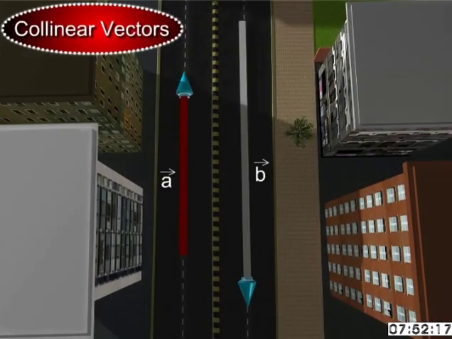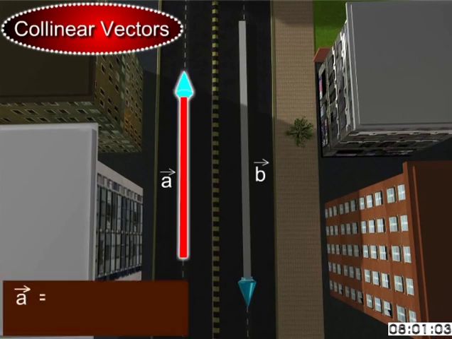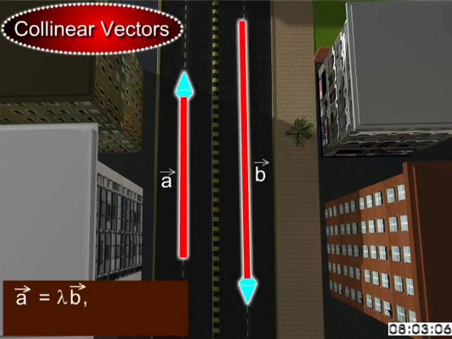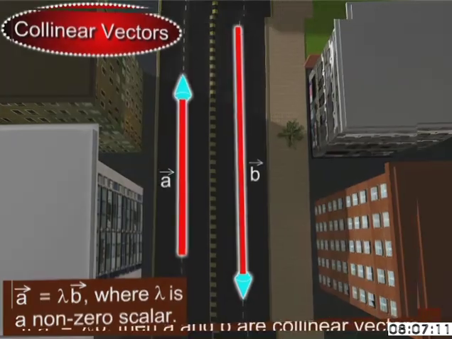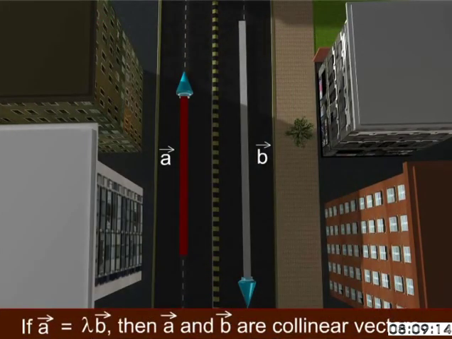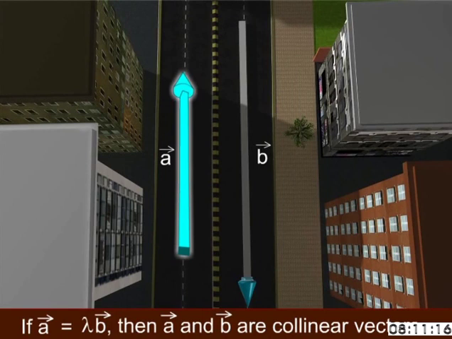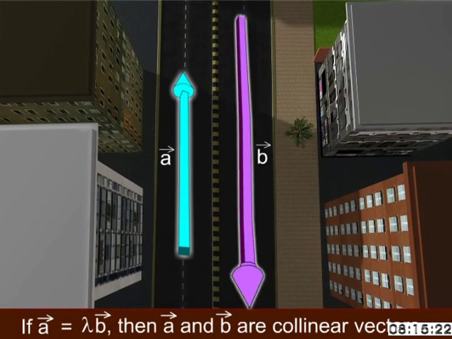If two vectors A and B are collinear, either of them can be expressed in terms of the other, such as vector A is equal to lambda times vector B, where lambda is any scalar. Conversely, if one vector A can be expressed in terms of another vector B, then vector A and vector B must be collinear.